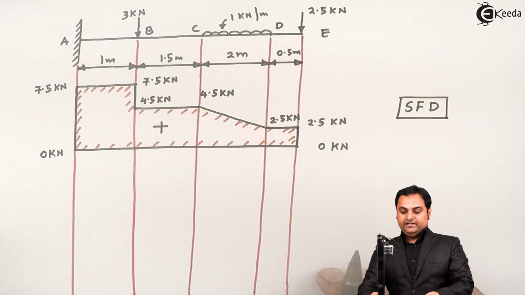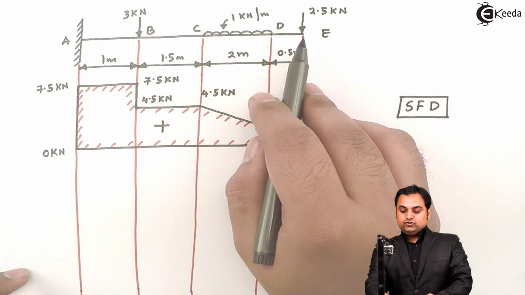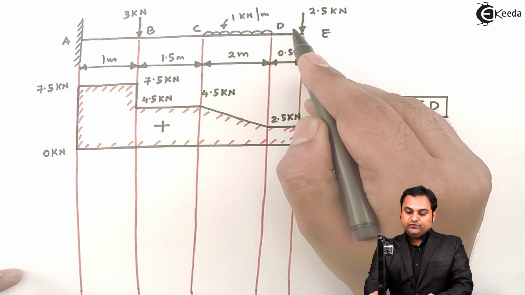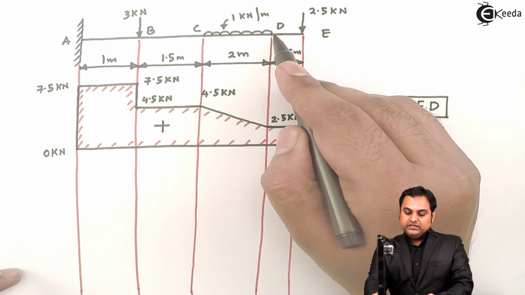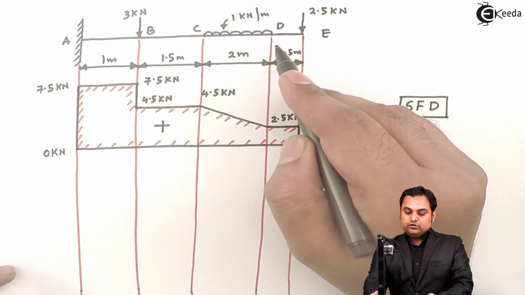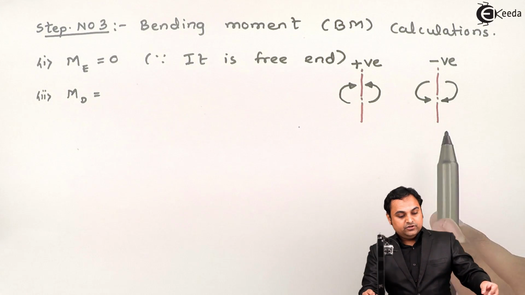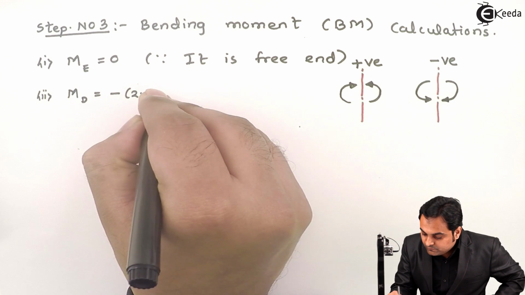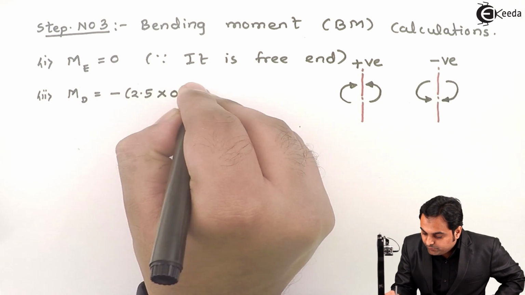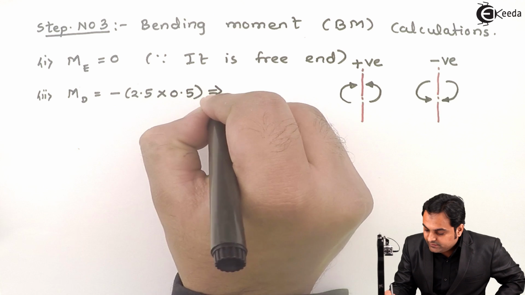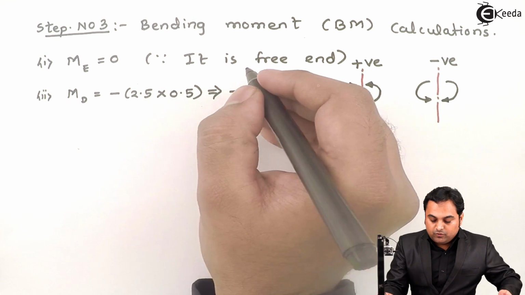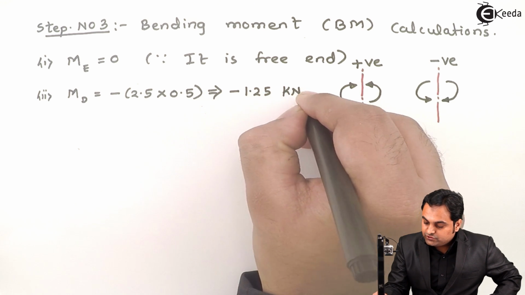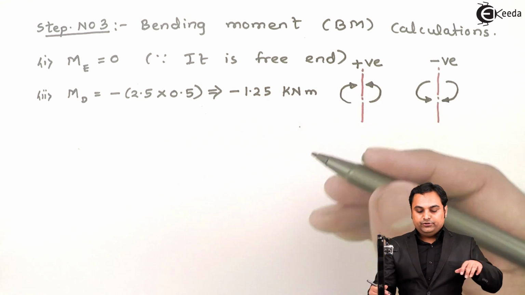So therefore moment at point D will be equal to, this 2.5 kilonewton is producing clockwise moment at point D and it is on the right hand side of point D. So to the right side of section clockwise moment is treated as negative, so that will be minus 2.5 into 0.5, and the answer is minus 1.25. Unit will be force into distance, that is kilonewton meter.